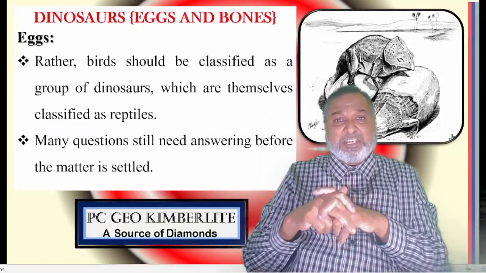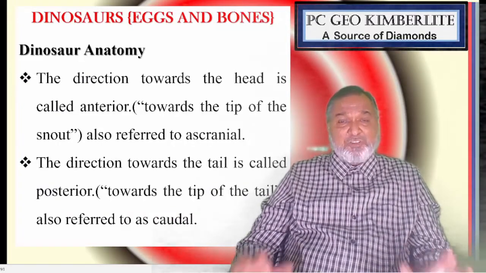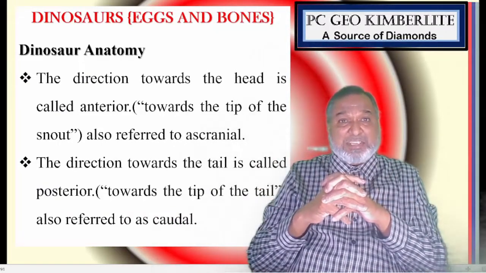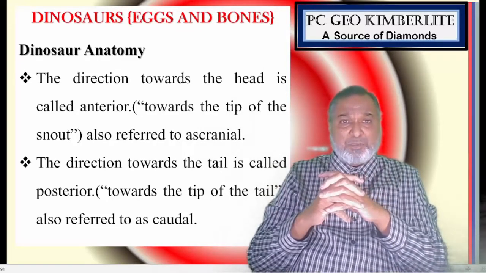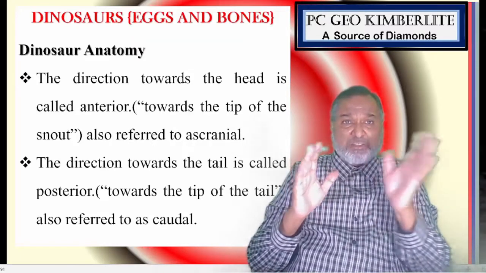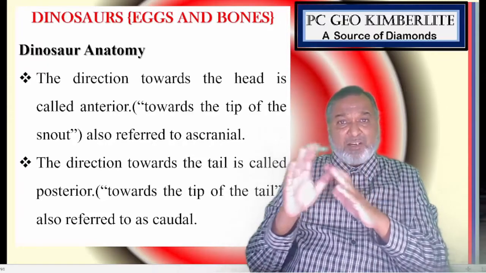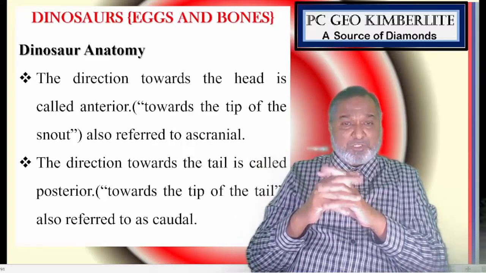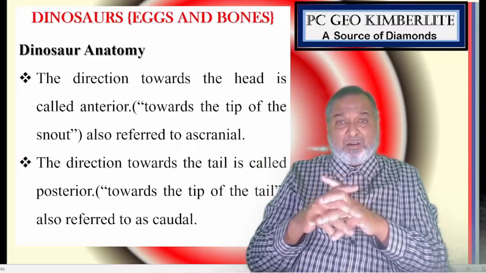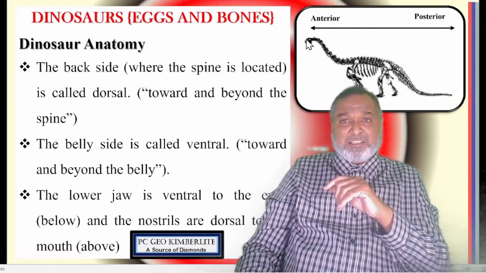Many questions will still need answering before the matter is settled. The direction towards the head is called anterior. You can see the anatomy of this dinosaur, the bones, that we are going to see now. So the direction towards the head is called anterior, that is, towards the tip of the snout, also referred to as cranial. The direction towards the tail is called posterior, towards the tip of the tail, also referred to as caudal. You can see here, this is the anterior side and this is the posterior side that has been mentioned.